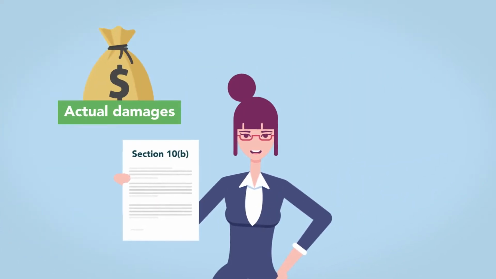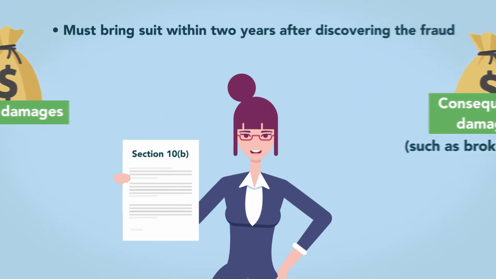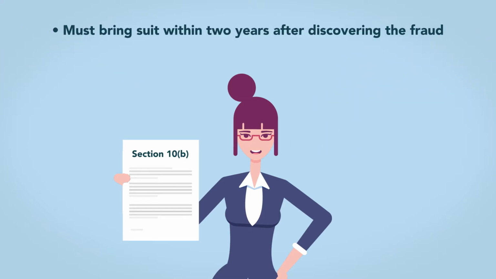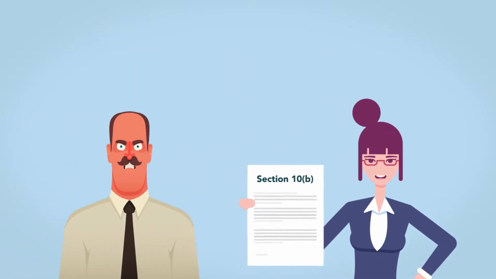Investors may recover their actual damages and consequential damages, such as brokerage fees. Investors must bring suit within 2 years after discovering the fraud and not more than 5 years after the fraud occurred. There are limitations to actions under 10b.